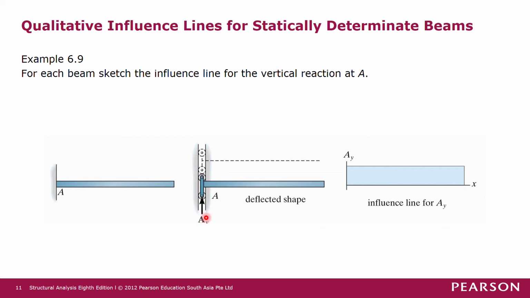So if we act upon this bar with a roller guide at A, where we have released the reaction in the vertical direction, and we put a reaction force AY on the roller guide, then this whole bar will actually move upward. So this will give you the shape of the influence line, in which AY is a constant across the X direction. So that's all for the lecture.